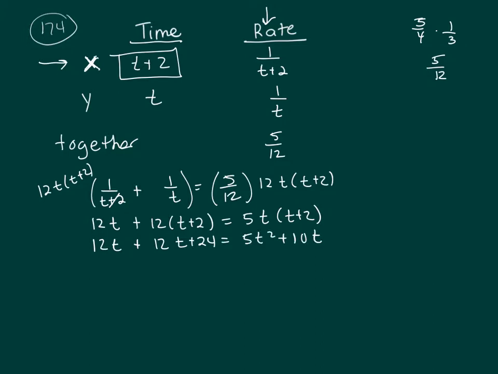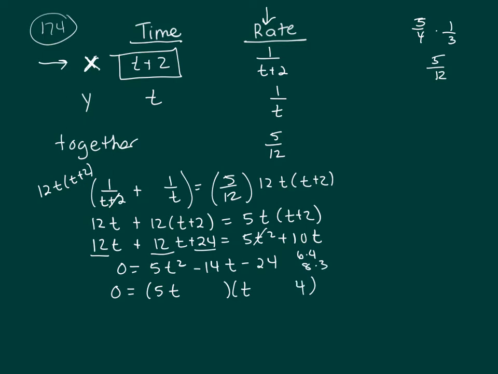It's quadratic, you need to get 0 on one side. So 0 equals 5T squared. Now 12T plus 12T is 24T, but subtract it from both sides, it's going to give you a minus 14T. Subtract 24 from both sides, minus 24. So I want to try to factor this thing. It's going to be 5T and a T. And 24 is a 6 times 4 or an 8 times a 3.